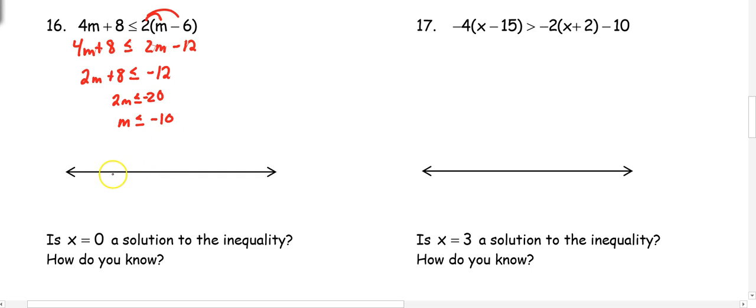So when I graph on my inequality, I have negative 10. I'm going to put 0 somewhere to the right of it. And at negative 10, it gets a closed circle because it's less than or equal to, and shaded to the left. So is 0 a solution to the inequality? No. And how do we know? It is not in the shaded region.